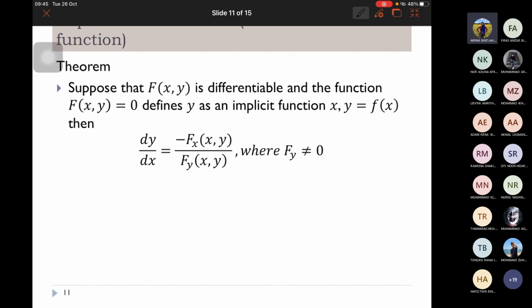Okay, yang ini partial derivative dia sama dengan f kecil x. But in this case, function dia huruf besar. So it represent the partial derivative. So let's take a look at an example to get a better picture about this one.